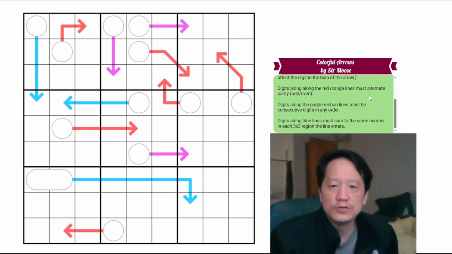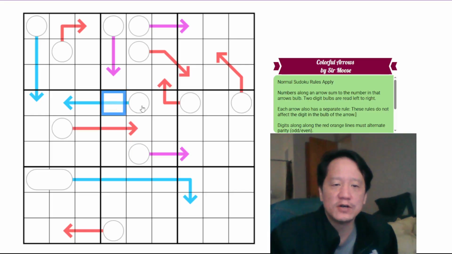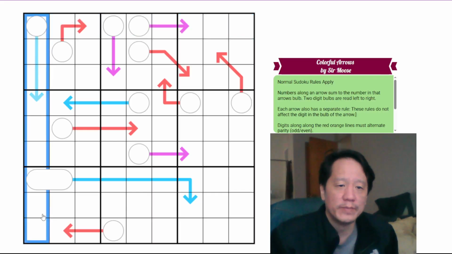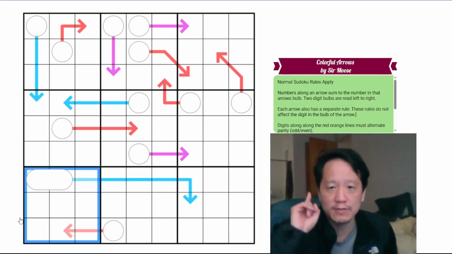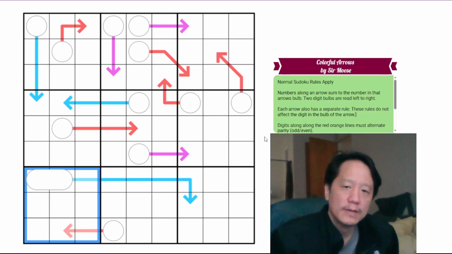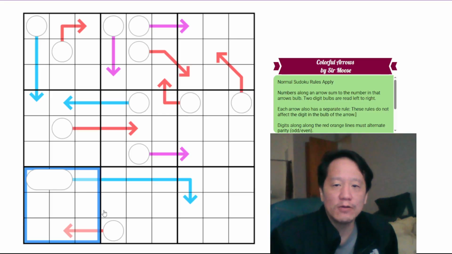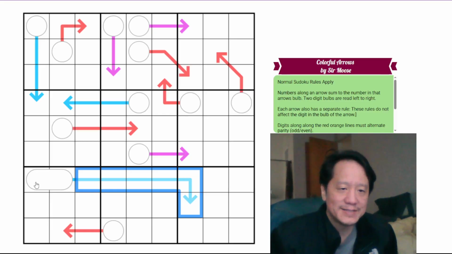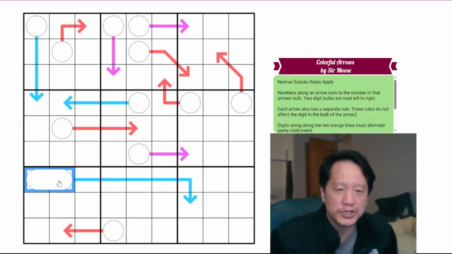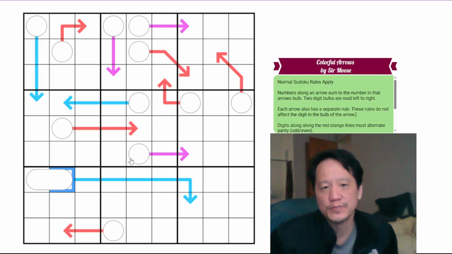Normal Sudoku rules apply, which means in every cell in the grid, place a single digit such that every row, column, and designated 9-cell region contains the digits 1 through 9 exactly once each. We have numbers along an arrow summed to the number in that arrow's bulb. 2-digit bulbs are read from left to right. So these digits here must add up to a 2-digit number here. And it reads, this is the tens digit and this is the ones digit here.